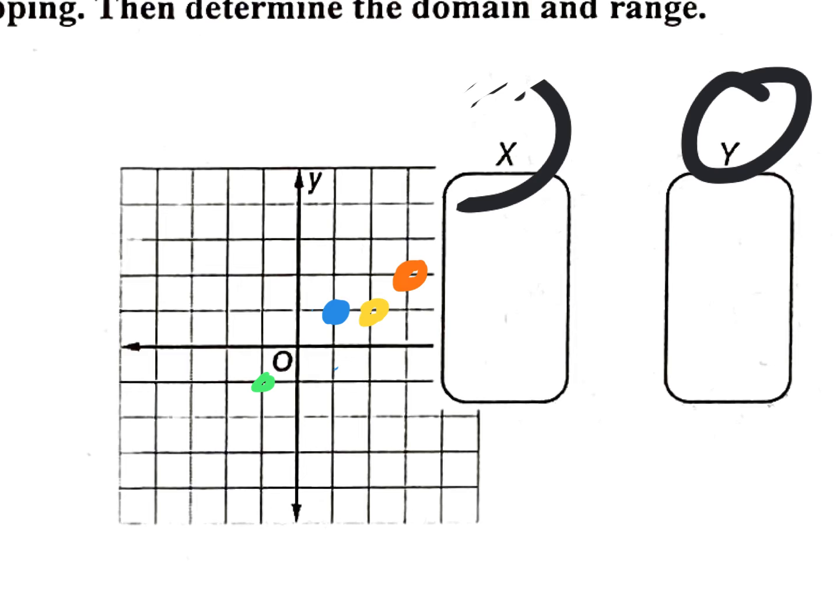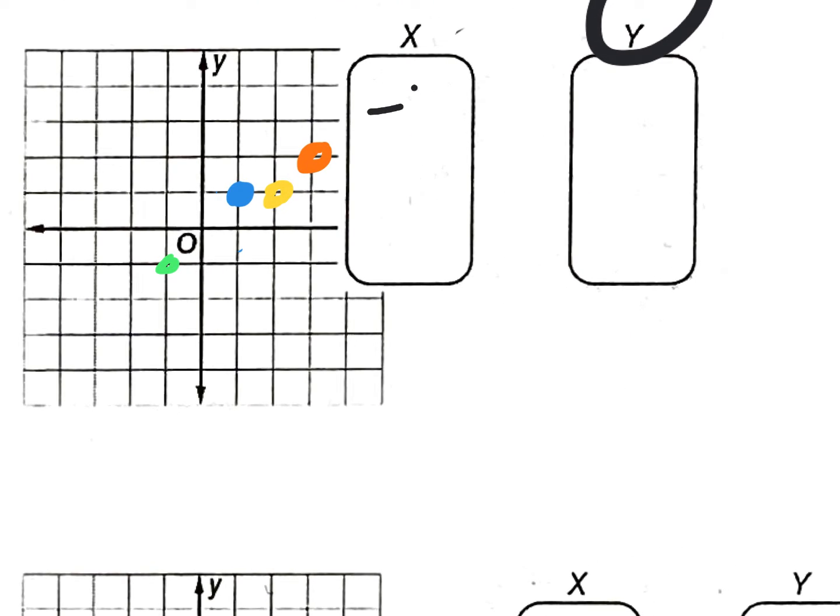So step 1, put the X values in there. I'm literally just copying them from the table. I already forgot what they were. -1, 1, 2, and 3.